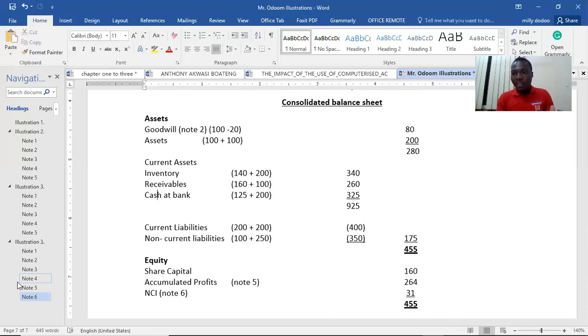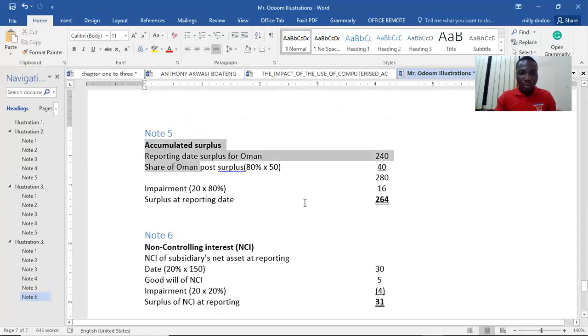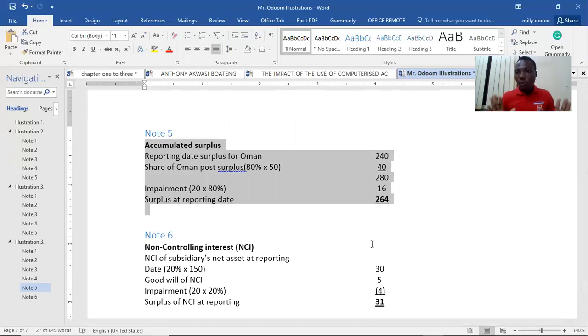If it is the parent that is selling to the subsidiary, or it is the parent that has sold to the subsidiary, then whatever unrealized profits you have determined, all should be charged to this particular account. If it is the parent that is selling to the subsidiary, whatever unrealized profit that has arisen, charge everything to the accumulated surplus account over here.